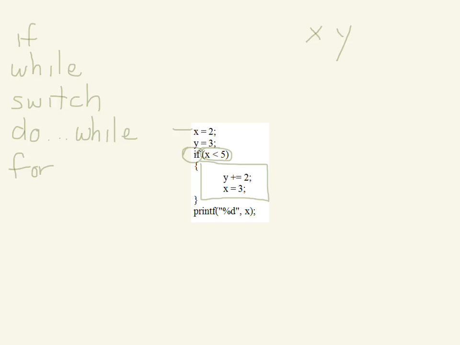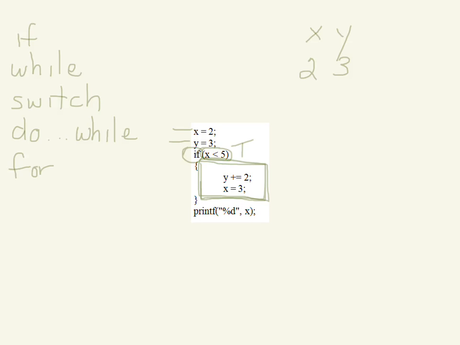So I start out with this one where x is 2. Then I go to this line where y is 3. And now I've reached my conditional test. If x is less than 5, well, I look at x, it's a 2. That is less than 5, so that statement is true. So I'm going to execute everything in the block that follows the conditional test.